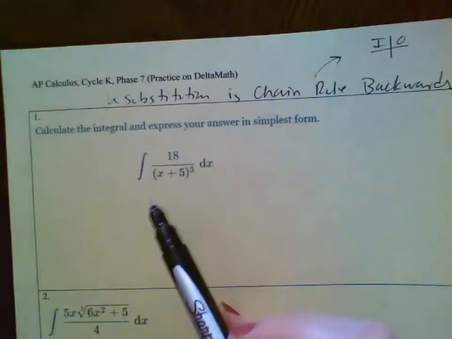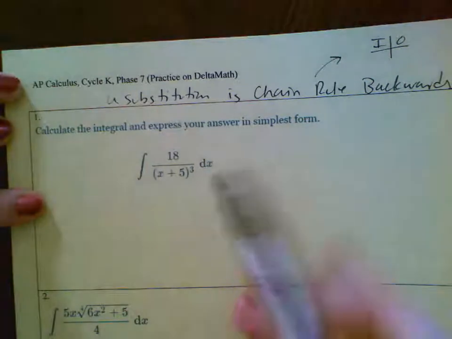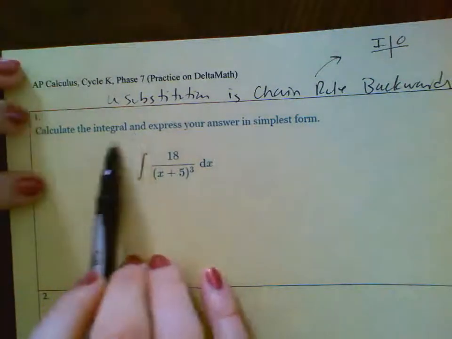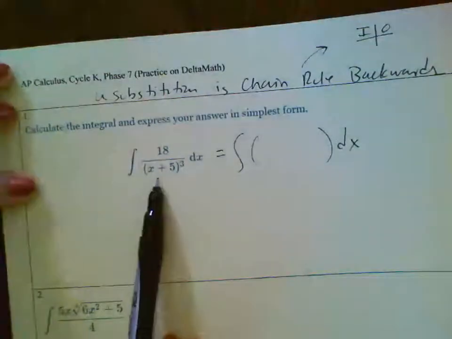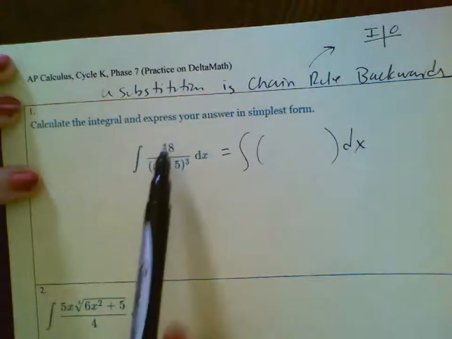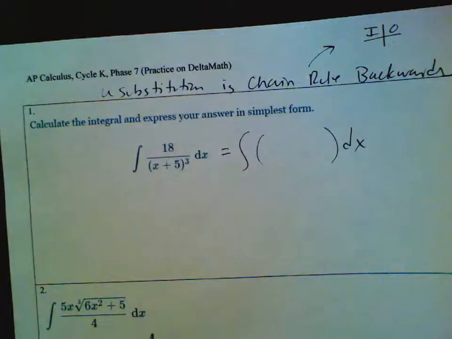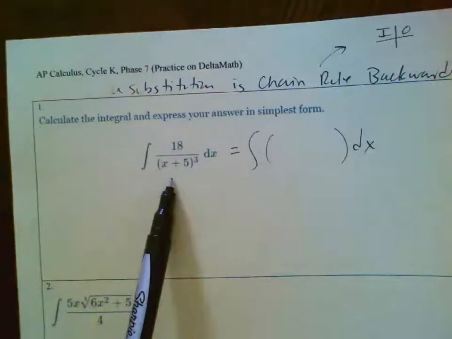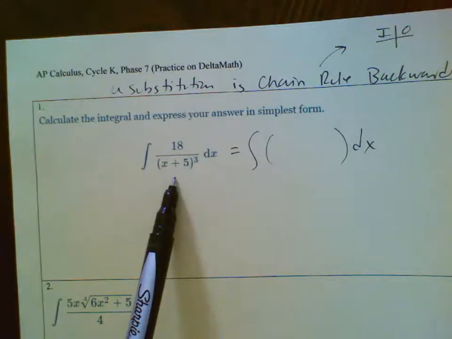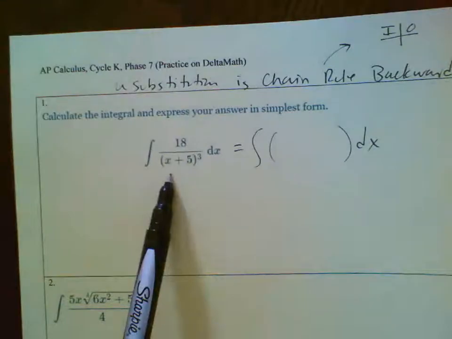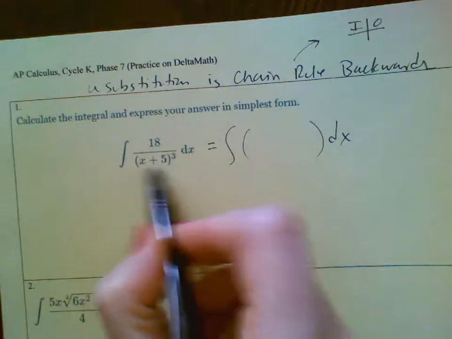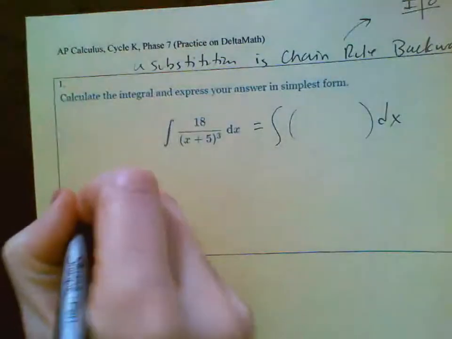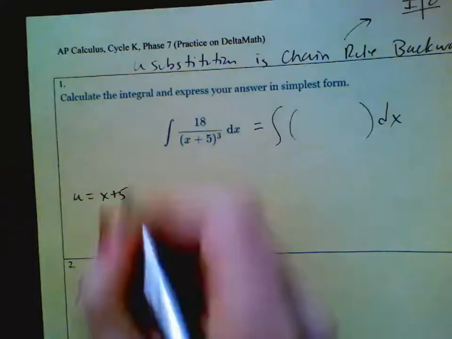Okay, so we're going to look at this antiderivative. Calculate the integral. It's the same as an antiderivative, and express your answer in simplest form. So guys, we want to take this integral, whose input is currently 18 over x plus 5 to the third, and we want to let u equal the inside function. This x plus 5 is being raised to the third power, so x plus 5 is the inside function.